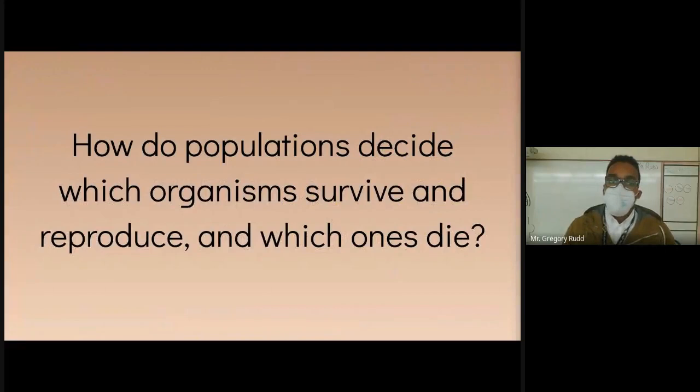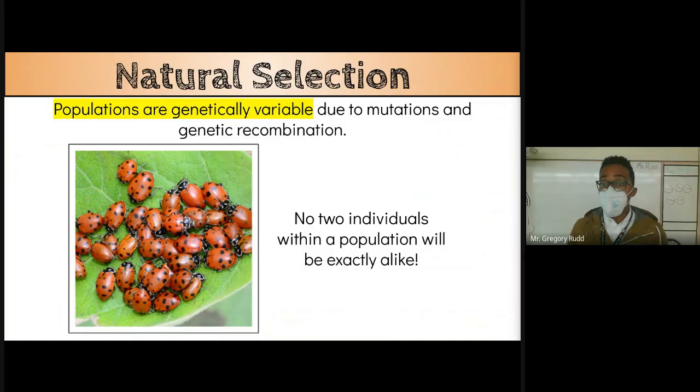But how do populations decide which organisms get to survive and reproduce and which ones die? How do they make that decision? Any thoughts about that? It really goes back to that competition I was just talking about. The ones that can compete the best for the limited resources are going to survive. So it's not an active choice. It's not like they go to the polls and vote and say, all right, this year we're going to elect these 100 individuals to survive, and I'm sorry, everybody else, you're going to die. It's a matter of who can compete the best.